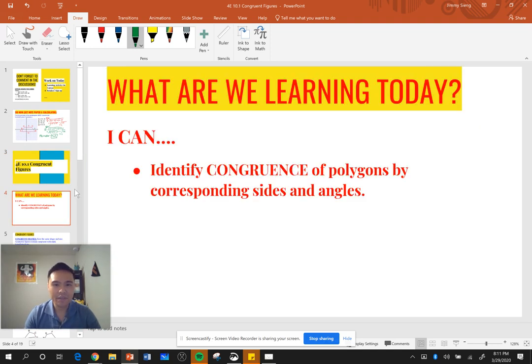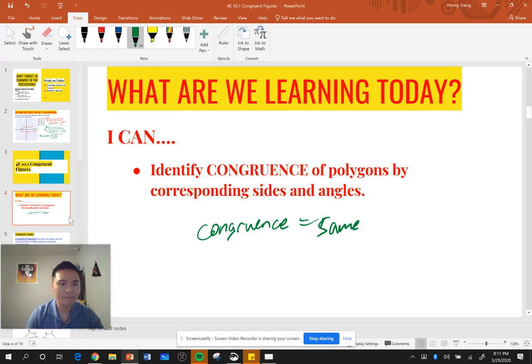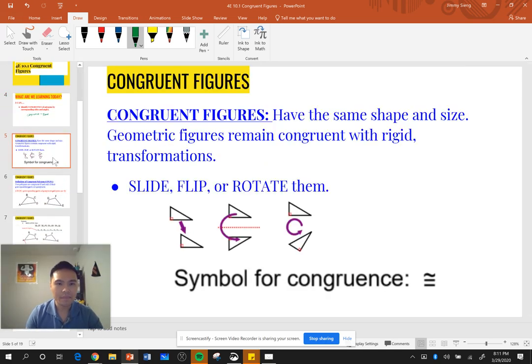So by the end of this lesson, you should be able to identify the congruence of polygons by corresponding sides and angles, okay? What's more important is the word congruence. I'm going to use that word a lot. We're going to keep practicing using that word, okay? But congruence basically means same, right? Not equals. I guess you can say equals, but let's just say, to be more exact, congruence means same, okay? Same, even similar.